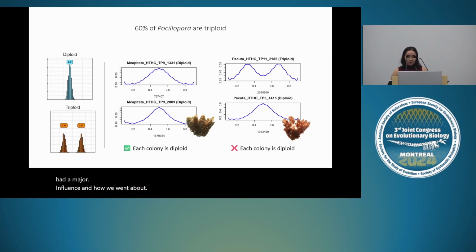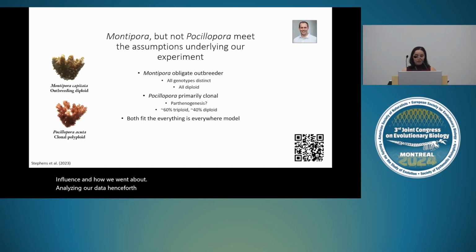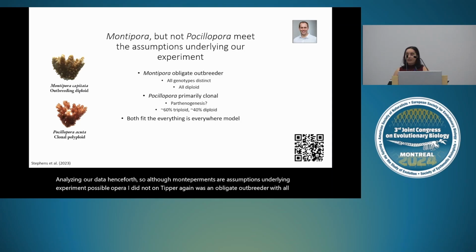So, although Montipora met our assumptions underlying the experiment, Pocillopora did not. Montipora, again, was an obligate outbreeder with all distinct genotypes and all diploid, but Pocillopora was primarily clonal, 60% triploid, and both fit the everything-is-everywhere model.